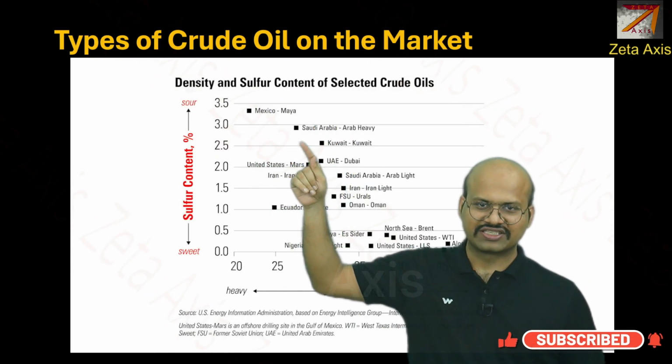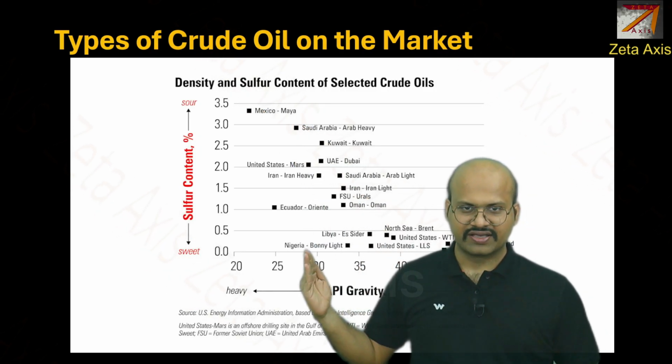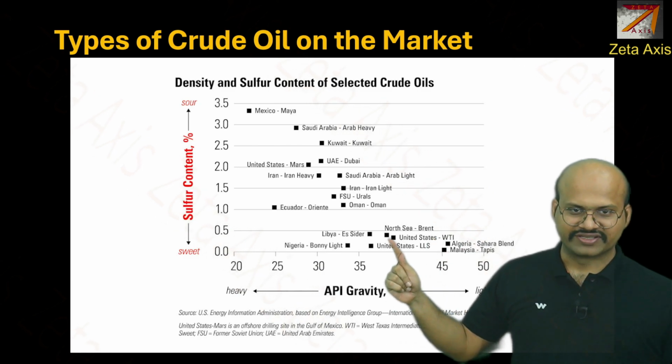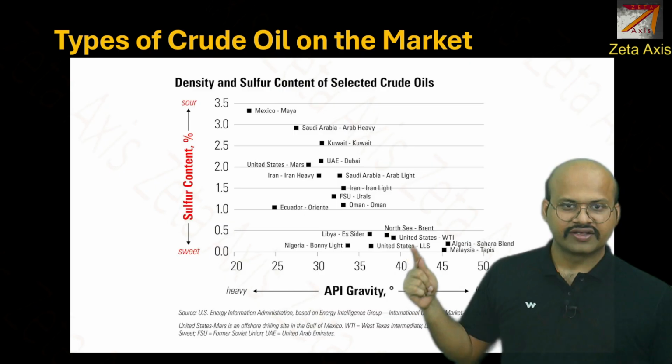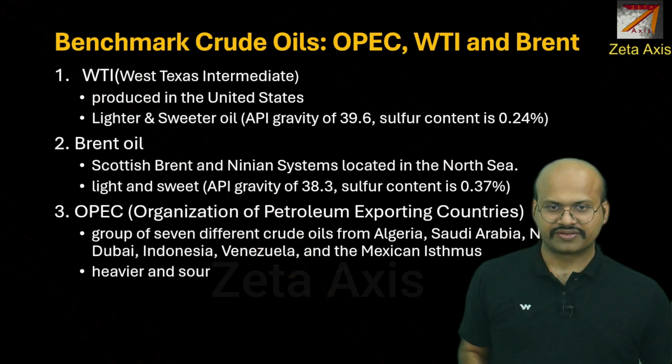So in here we can see Saudi Arabia, it has very high sulfur content, and the API is on the lower side. We can also see the North Sea region over here. This is the region between Norway and United Kingdom, where the oil is produced. So even this oil is of good quality.